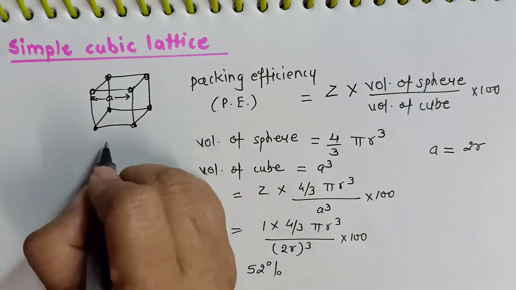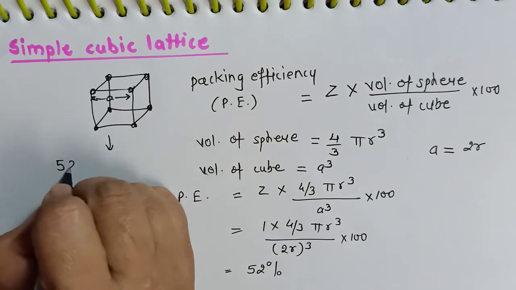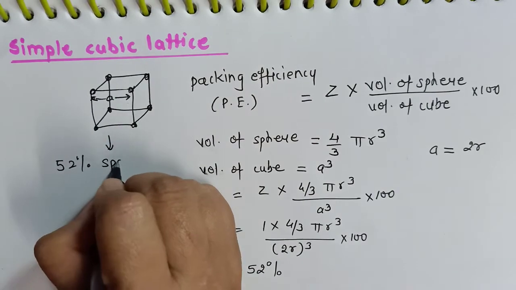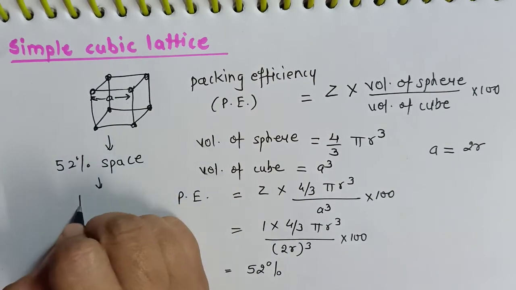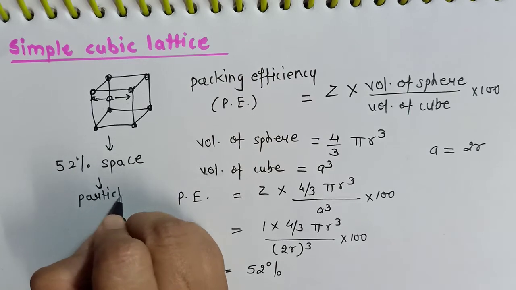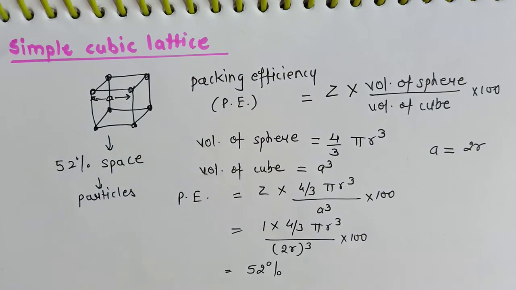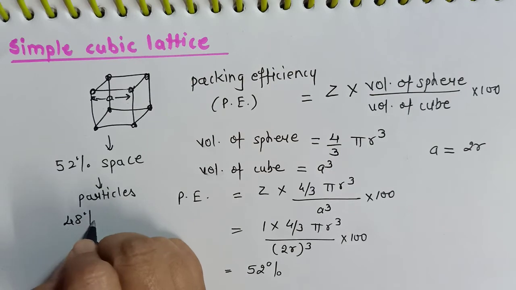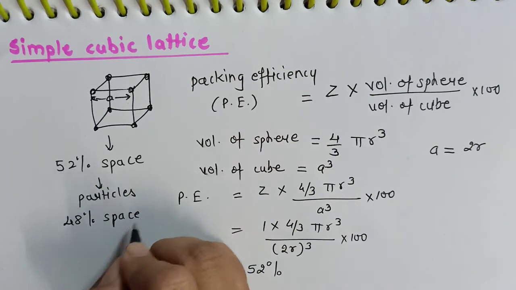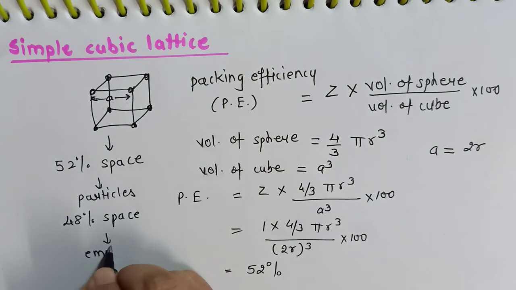That means in simple cubic unit cell, 52% space is occupied by the particles, whereas a large amount, that is 48% space, is empty. It is occupied by the voids.